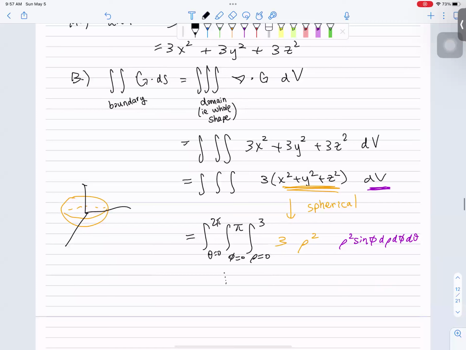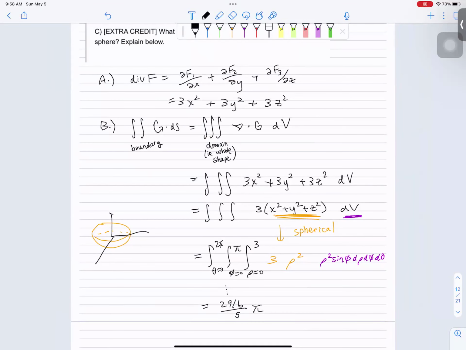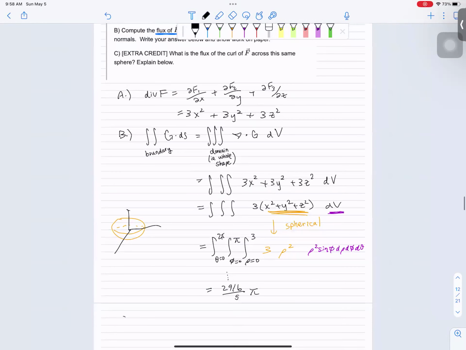Okay, I'll let you work out this integration, but the answer I get is 2916 over 5 pi. Questions so far? Okay, and part C, what is the flux of the curl of F across this same sphere?